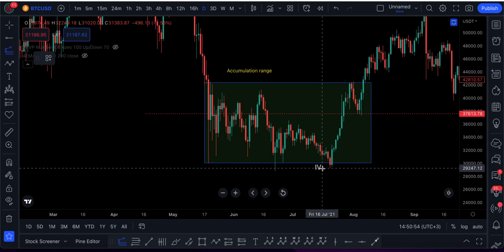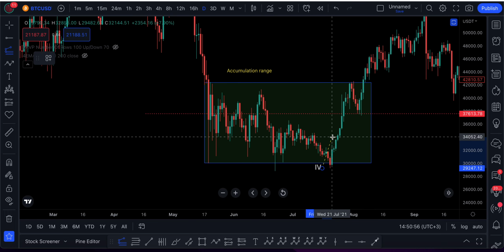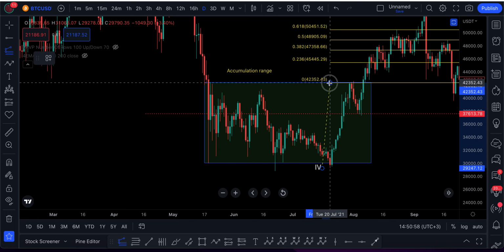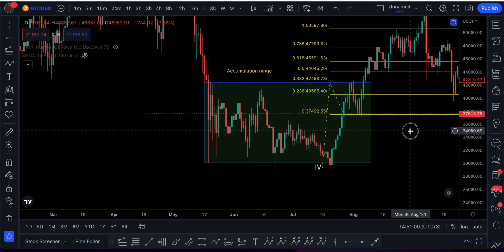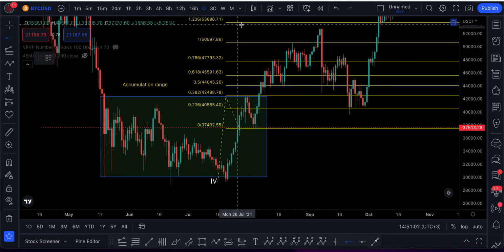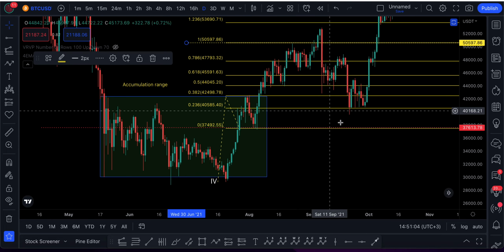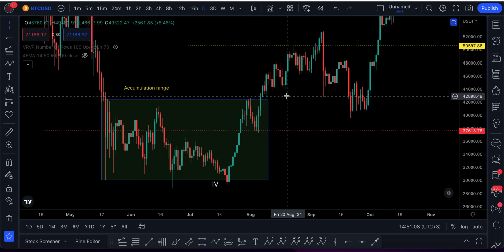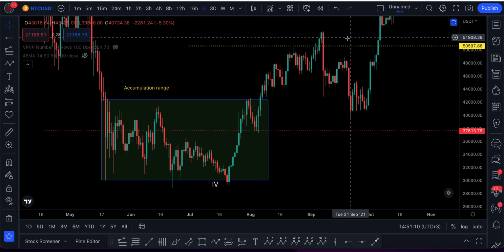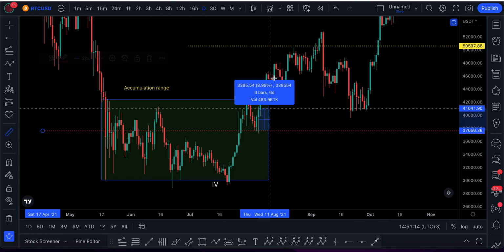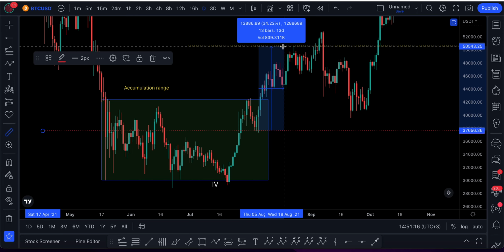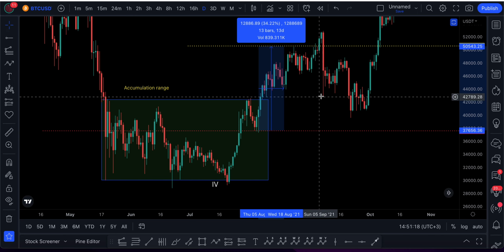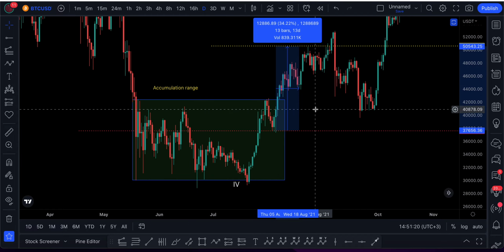So from here, I would measure from the bottom to the upper support, and I would target the equal length area, which is around 1. Okay, and yeah, so if you buy this, you would get from here to there. That's about 34%, which is good for BTC.